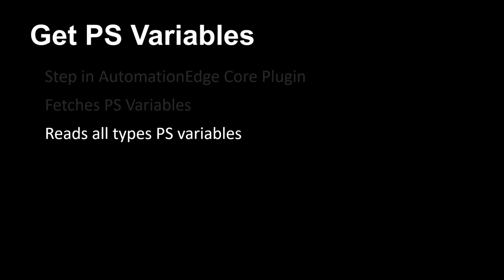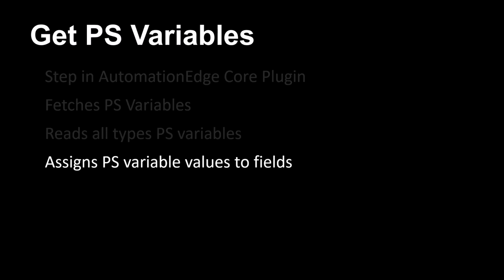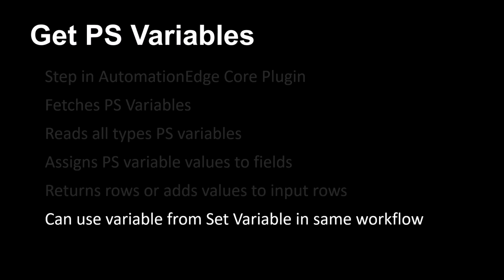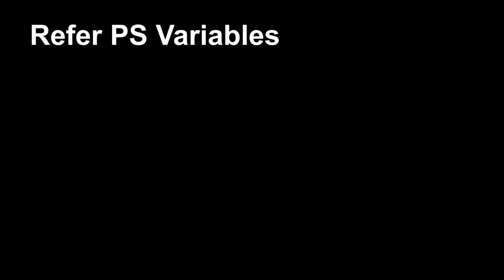The Get PS Variables step reads all types of Process Studio variables, that is local and global. It assigns the variables to fields in the workflow input stream. The step returns rows or adds values to the input rows. The Get PS Variables step can fetch variables defined in the Set Variable step in the same workflow. Now we will see how to refer or call the PS variables in the Get PS Variables step or in other fields in the workflow steps.